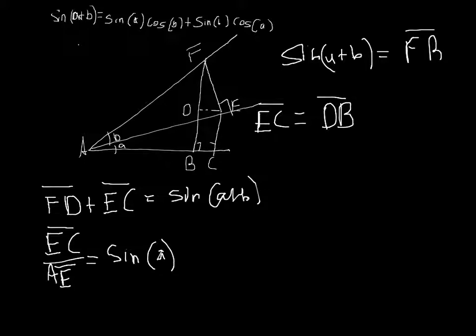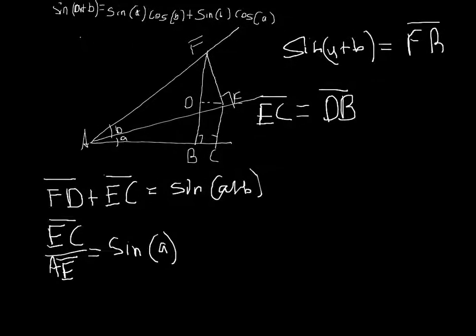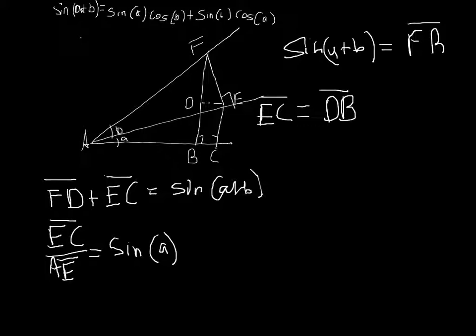But if we only want EC in there, and we don't want that AE, but we still want the sine of A, we have to somehow multiply that by something with a denominator of AE, or a numerator of AE. And then it's so cool, because it's a one whole thing. But we also see something else, that we have another AE that could also be a cosine.